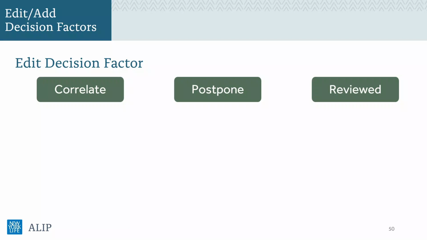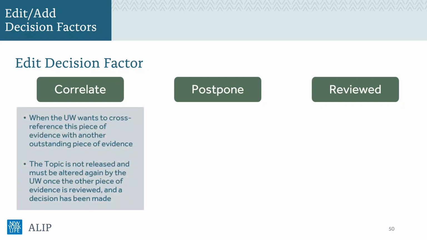Let's talk a bit more about decision factor choices correlate, postpone, and review to understand their function and when an underwriter would choose them. Let's begin with correlate. Correlate is used when the underwriter wants to cross-reference this piece of evidence with another outstanding piece of evidence. Be sure to document which piece of evidence you're waiting for to correlate.